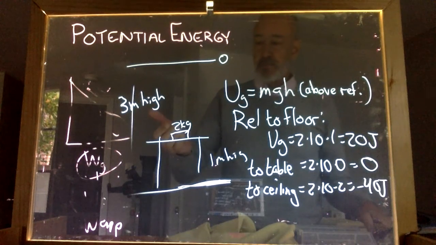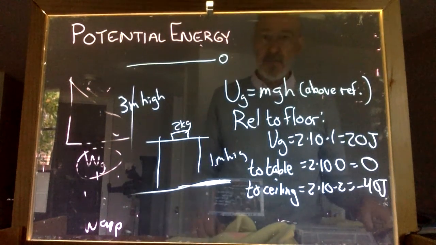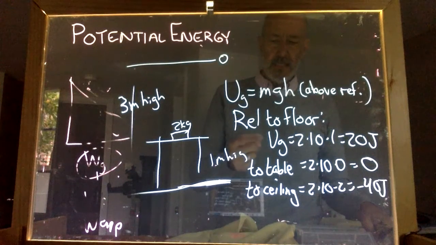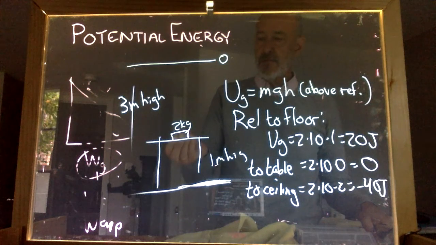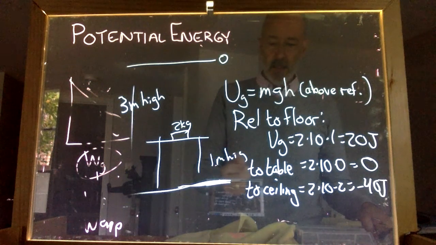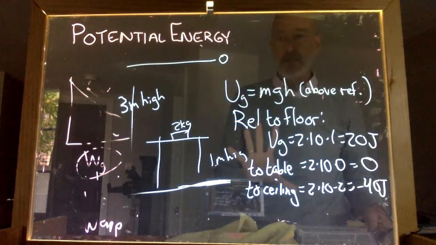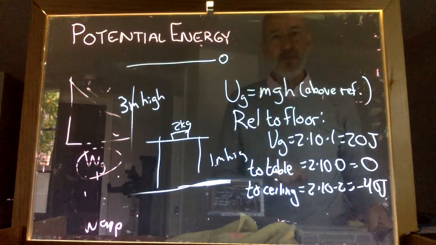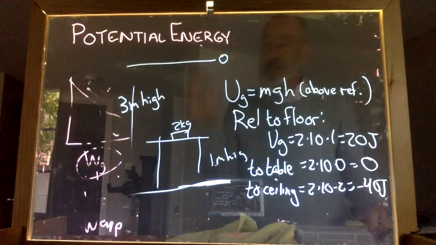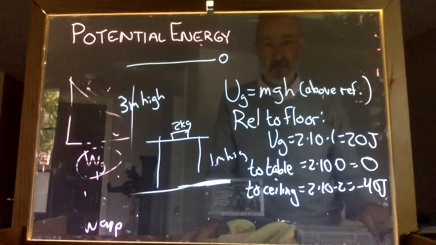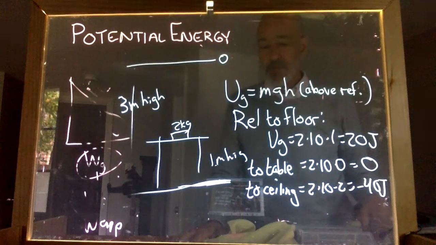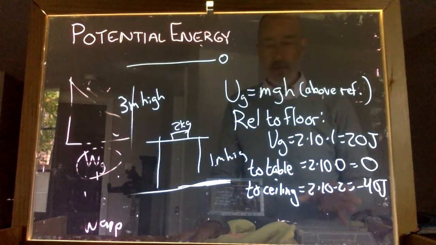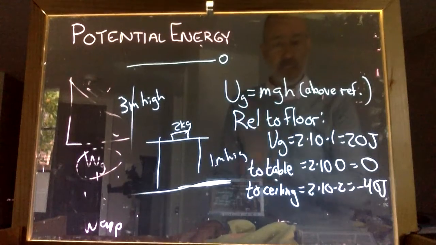If I'm thinking this book might slide off the table and crash to the floor, I might be interested in this measurement. If I'm thinking I might throw that book up in the air, I might be interested in this measurement. You can pick anything to be your reference point if you're using mgh, as long as you're consistent. Up is always positive for height, but you can pick anything to solve your problem as long as you're consistent.